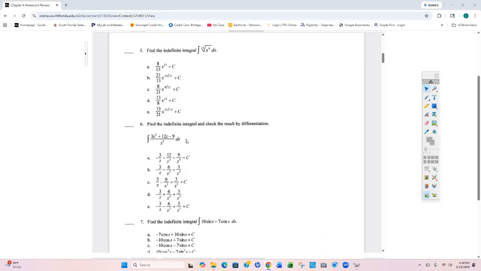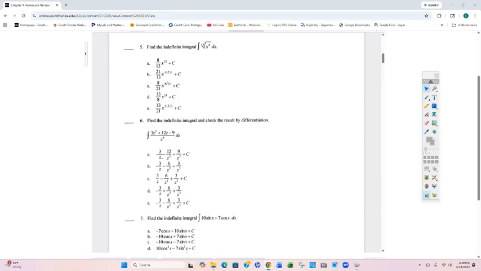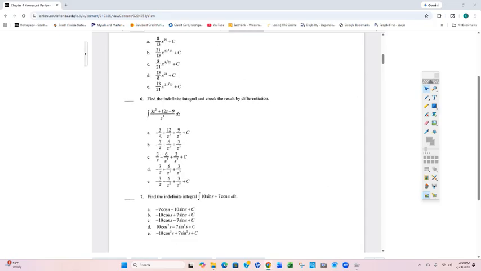Number 6, find the indefinite integral and check the result by differentiation. There's an integral symbol and then a fraction. The numerator, 3z squared plus 12z minus 9. The denominator, z to the 4th. On the end is a dz. Answer A, these are fractions. Negative 3 over z plus 12 over z squared plus 9 over z cubed plus c. Answer B, negative 3 over z minus 6 over z squared plus 3 over z cubed.